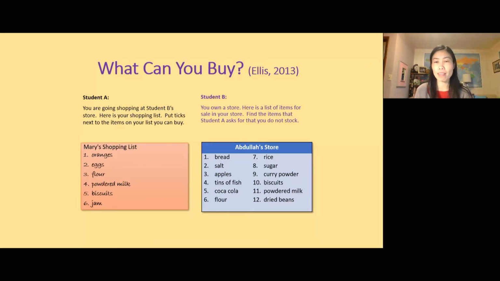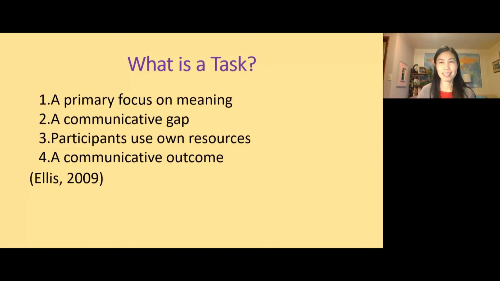Alice argues that the first example is not a task because students just have to go through one item at a time, and there's no real reason to communicate. The second example is now a task because there's a reason for student A and student B to communicate now, and there's an information gap that they need to fill. And the second example meets different criteria of a task.